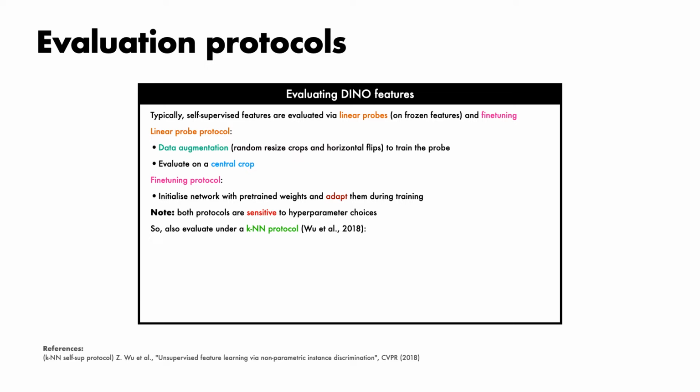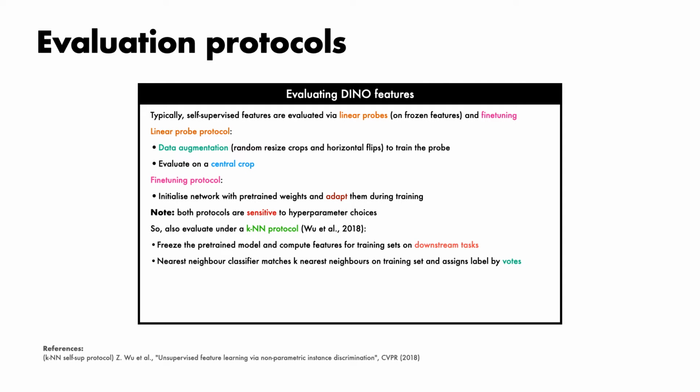For this, the pre-trained model is frozen and used to compute features for each image among the training set of a given downstream task. Then, a nearest neighbor classifier is built using the k-nearest neighbors on the training set to assign a label to the test image by voting. To implement this protocol, the authors sweep over various numbers of nearest neighbors, finding that 20 works well in practice.